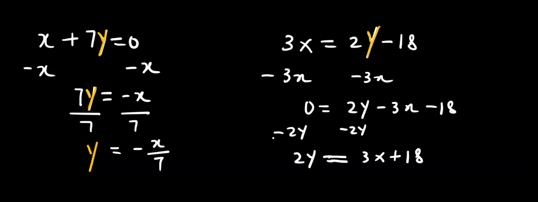All right. So now it's almost time for y to be isolated. We're going to divide by 2 each side. So y is 3 over 2 x plus 9.